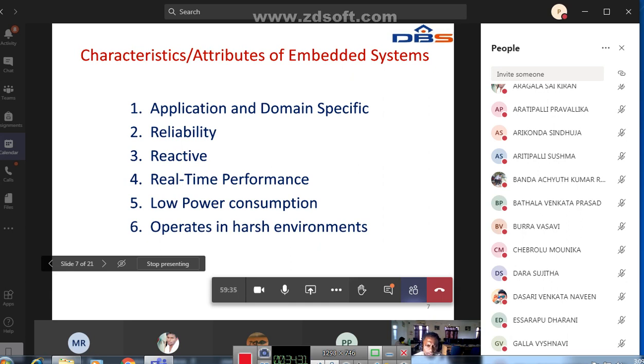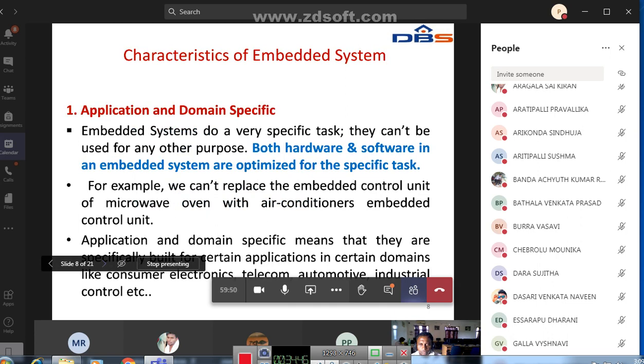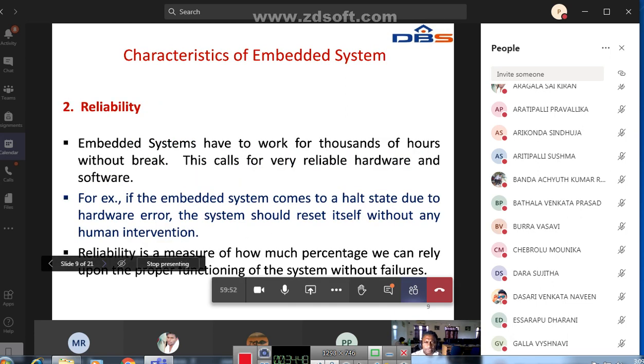So working of an embedded system in harsh environments is also one of the important characteristics. Okay, these are the different characteristics of an embedded system. Reliability: an embedded system has to work for thousands of hours without a break. This calls for very reliable hardware and software. I have discussed this already.